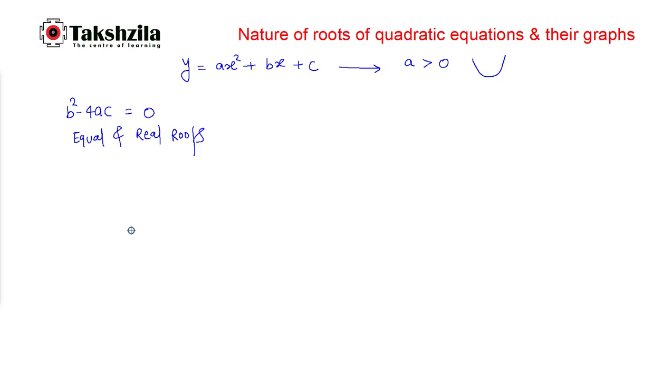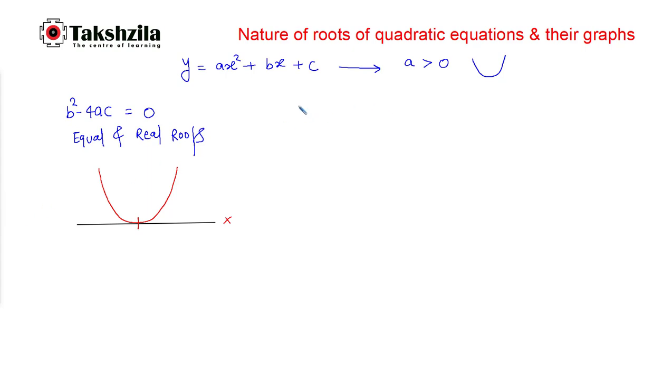So in this case, the graph is going to be like this. There is only one root. So this parabola will intersect the x-axis at only one point. If the value of b square minus 4ac is equal to 0, then that quadratic equation is going to have both equal roots. Means both roots are same, means this parabola will intersect the x-axis at only one point.